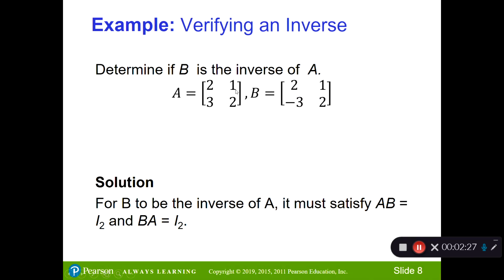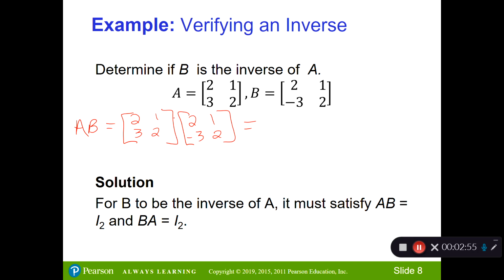Okay, I want to determine if these two matrices are the inverses of one another. If it's true, then that means A times B would have to equal our identity, and B times A would equal the identity. So let's check it. Let's calculate A times B. That would be the matrix 2, 1, 3, 2 times B, which is 2, 1, negative 3, 2.